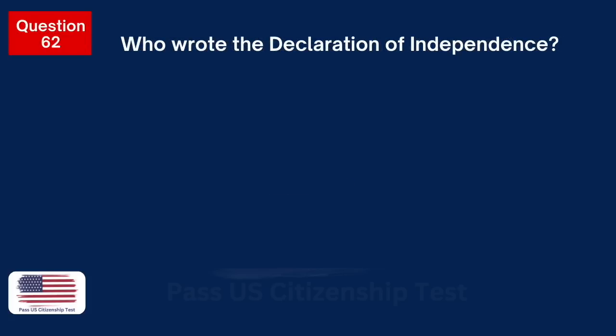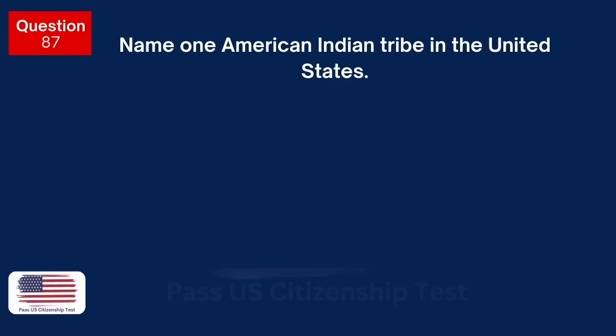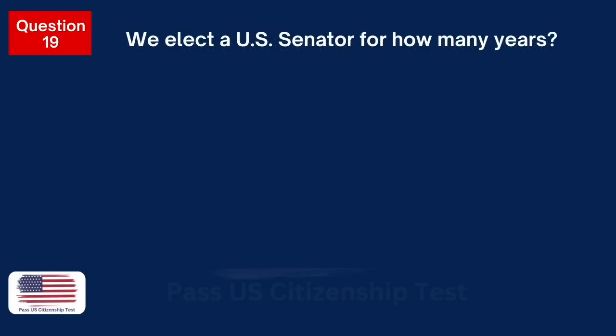Who wrote the Declaration of Independence? Thomas Jefferson. Name one American Indian tribe in the United States. Cherokee. We elect a U.S. Senator for how many years? 6.